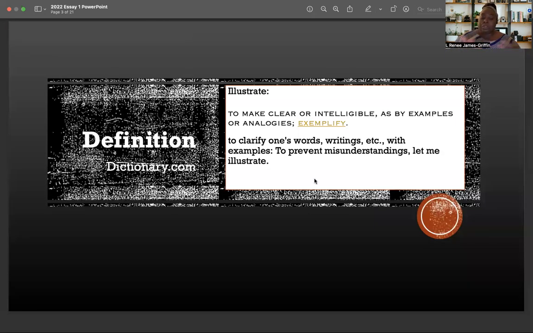Let's define what we're talking about here. What does it mean to illustrate? To illustrate, guys, you're going to make clear or intelligible as by examples or analogies. Another name for an illustration essay is an exemplary essay. So basically, you're going to clarify one's words or writings with examples. And this is to prevent any misunderstandings, but more importantly, to help the audience or the reader understand what you are talking about.